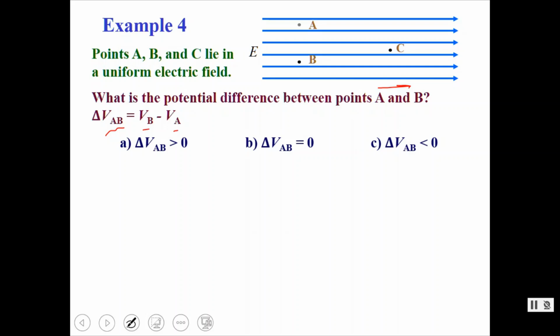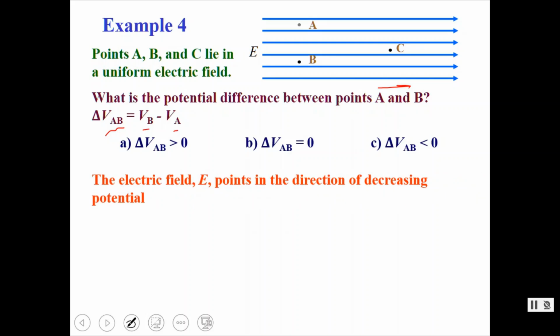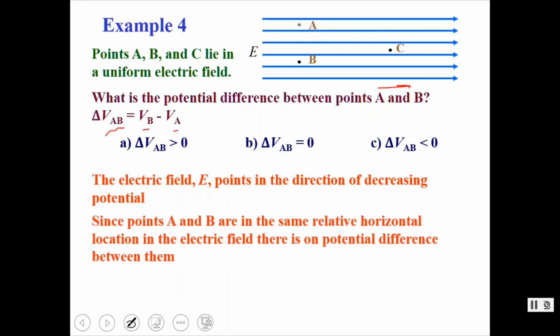So here are our options. Pause, take a look, see what you think. When you're ready, start back up. I'm assuming you've come up with this decision on your own. The electric field points in the direction of decreasing potential. Since points A and B are in the same relative space, we can approximate that they are at the same position in this electric field. Therefore, there should be no potential difference between them.